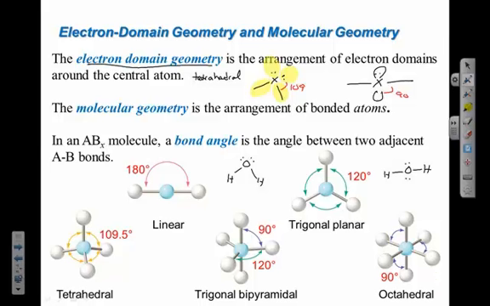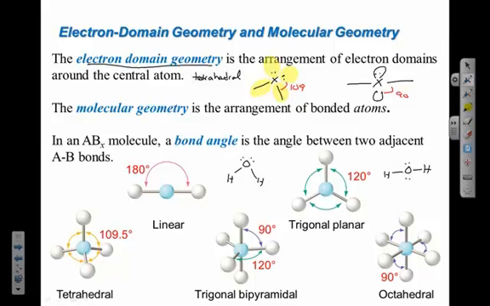I need to recognize first what the electron group geometry is. In the case of water, the electron group geometry is tetrahedral because it has 2 lone pairs and 2 bonds. That's 4 electron domains. So when I count the number of electron domains, that tells me the electron group geometry. 4 is tetrahedral. Then, when I'm just looking at the molecular geometry, I say, okay, well, I know that the lone pairs are here, and they're creating repulsion. They're creating the angle of about 109.5.